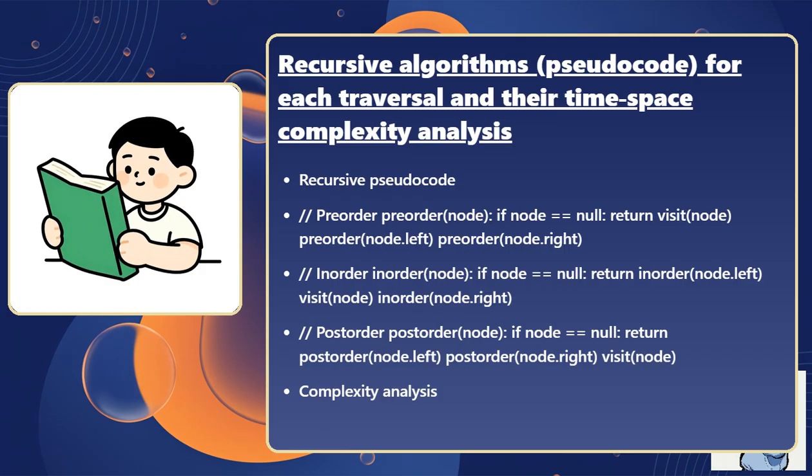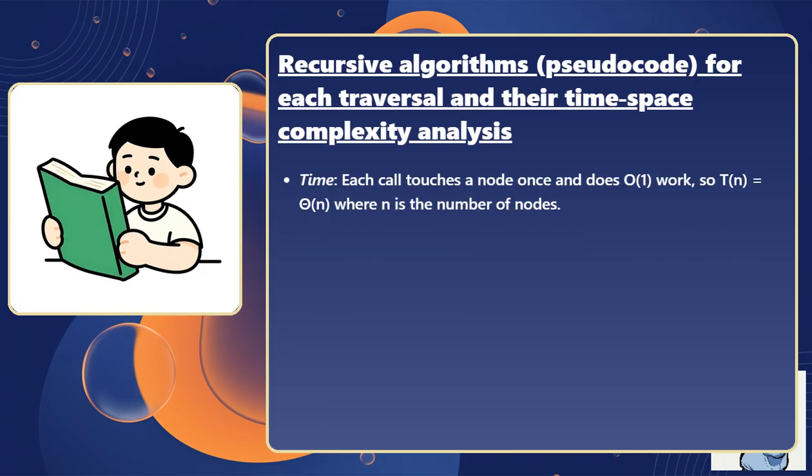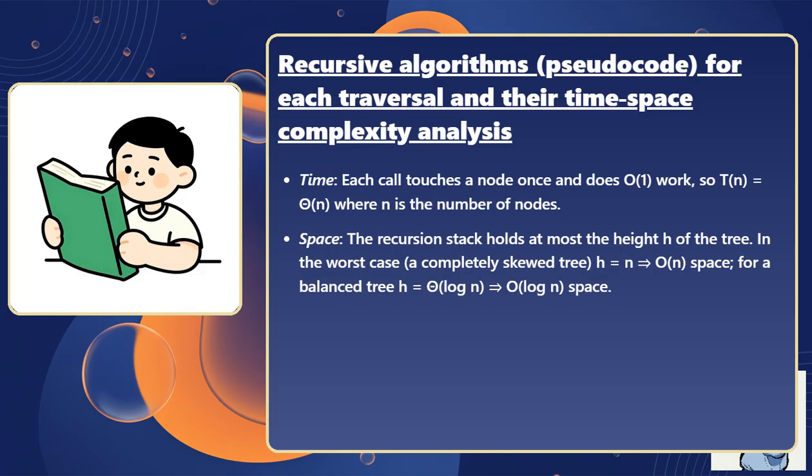Complexity analysis. Time: each call touches a node once and does O(1) work, so T(n) equals theta of n, where n is the number of nodes. Space: the recursion stack holds at most the height h of the tree. In the worst case, a completely skewed tree, h equals n, so O(n) space. For a balanced tree, h equals theta of log n, so O(log n) space.